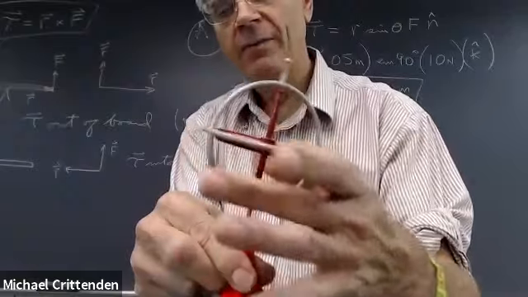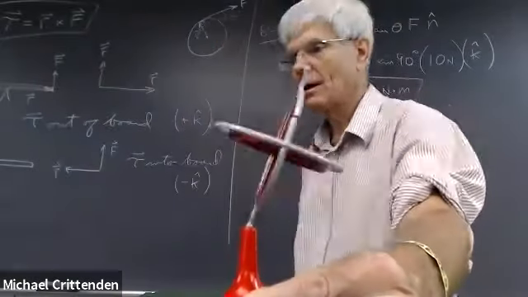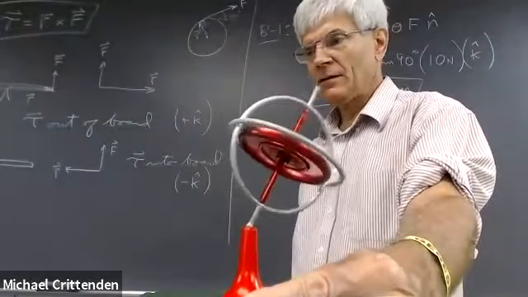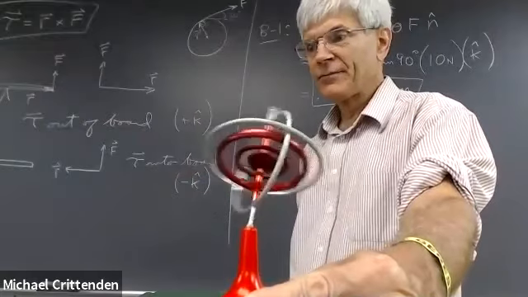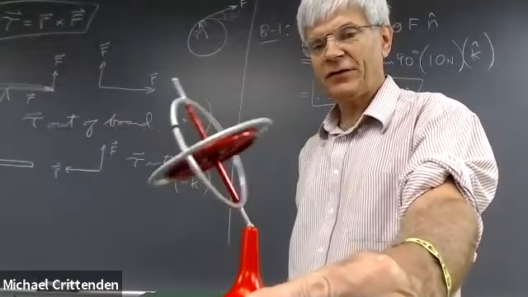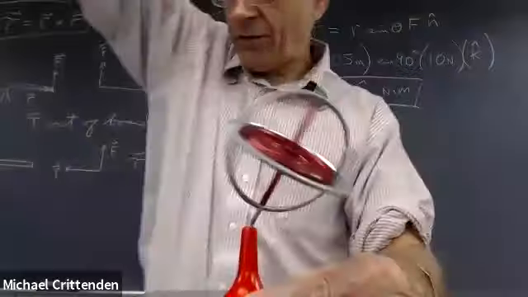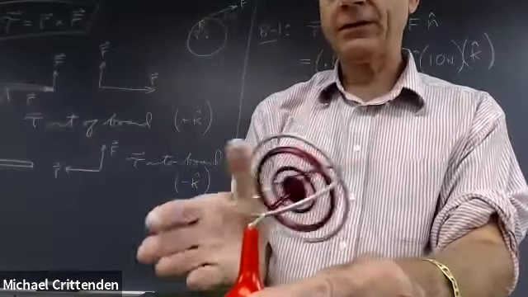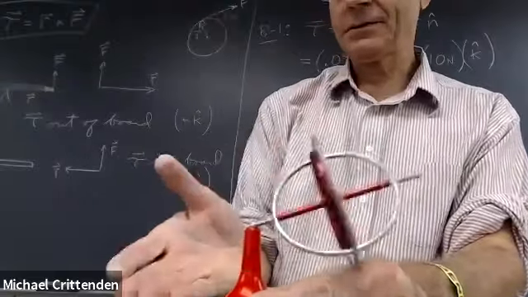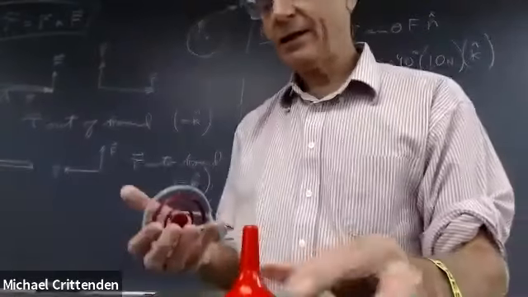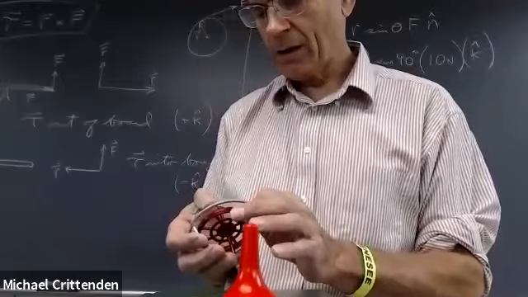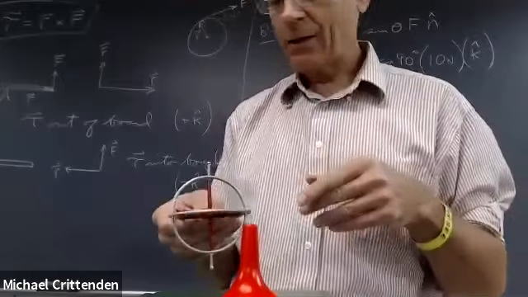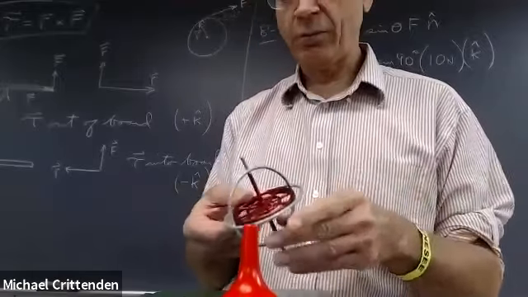And then I set it up there. Instead of falling over, the axis traces out the surface of a cone. Well, with some wobbles built into it, that's an additional complicating factor.